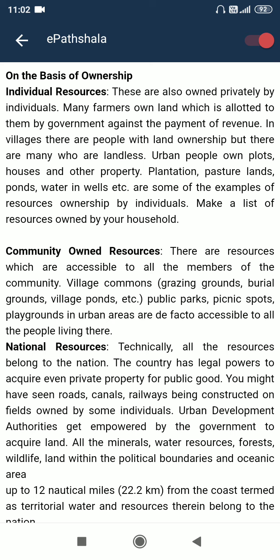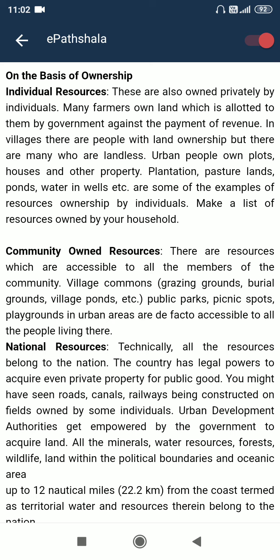Community owned resources. There are resources which are accessible to all the members of the community. Village commons, grazing grounds, burial grounds, village ponds, etc. Public parks, picnic spots, and playgrounds in urban areas are de facto accessible to all the people living there.